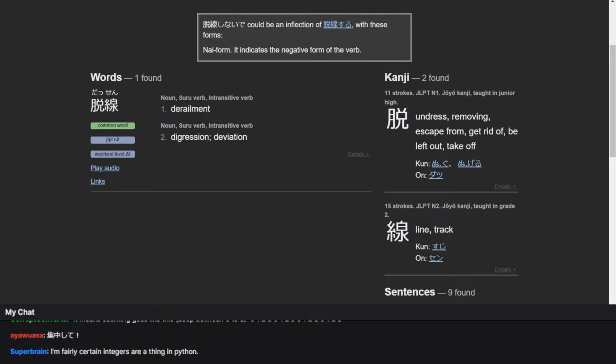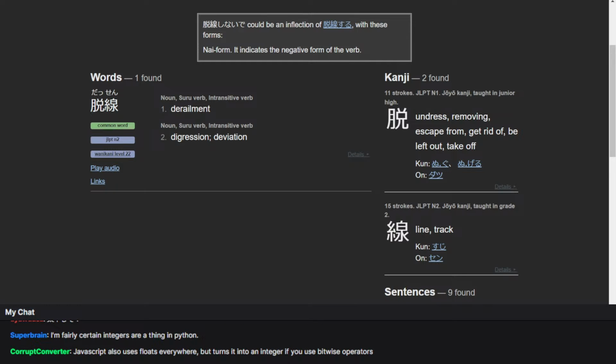Oh, wait. You mean like it'll loop over and over again, but it will plug in like 0, 1, 2, 3, 0, 1, 2, 3? It'll just keep plugging in those numbers in a loop? Is that what you mean? Chat says JavaScript also uses floats everywhere, but turns it into an integer if you use bitwise operators.